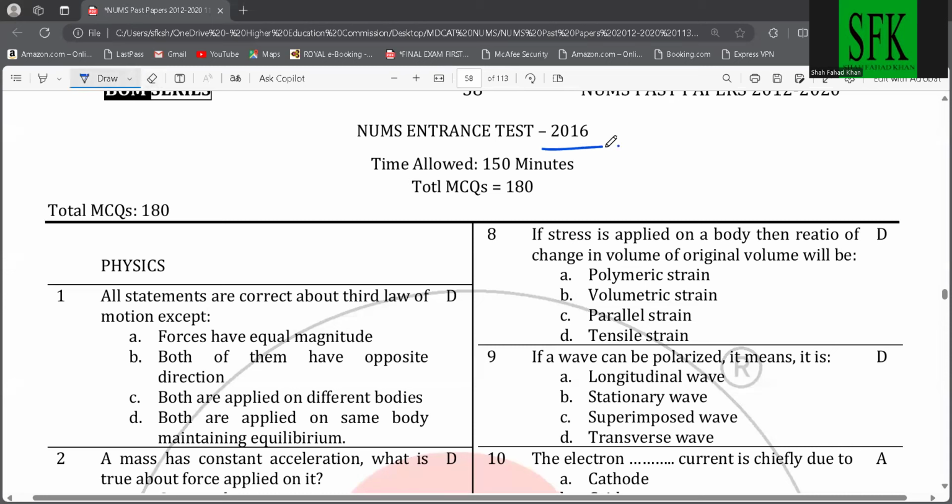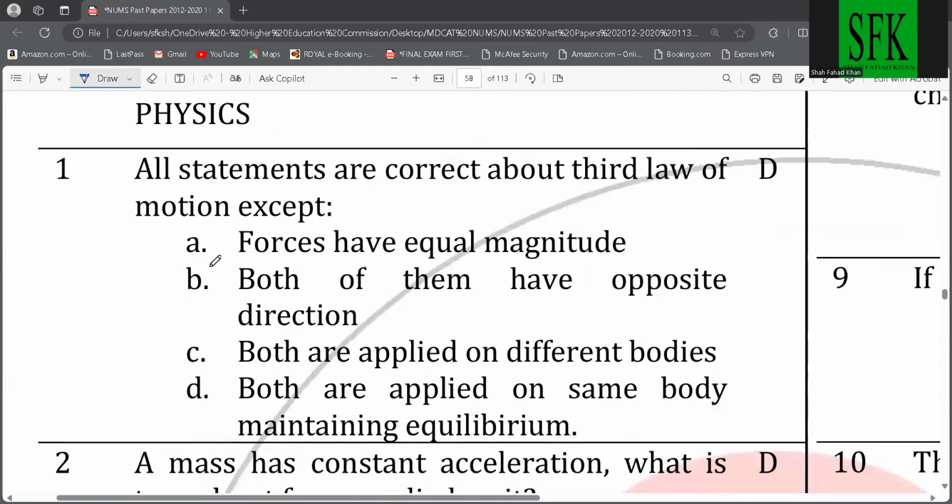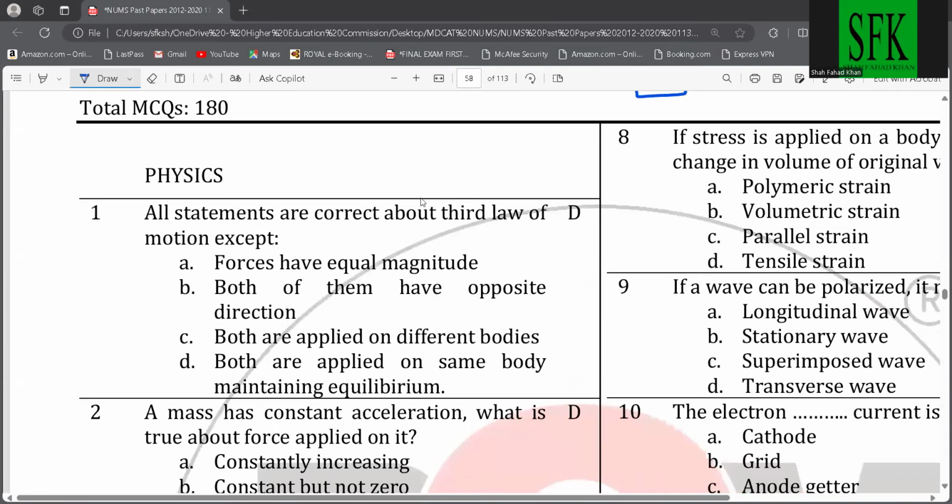Okay, so today we're gonna do the NUMS 2016 paper, which is 180 MCQs long. Okay, let's start off with the physics section. All statements are correct about the third law of motion, except what is Newton's third law of motion telling us? Newton's third law of motion says that every action has an equal and opposite reaction.